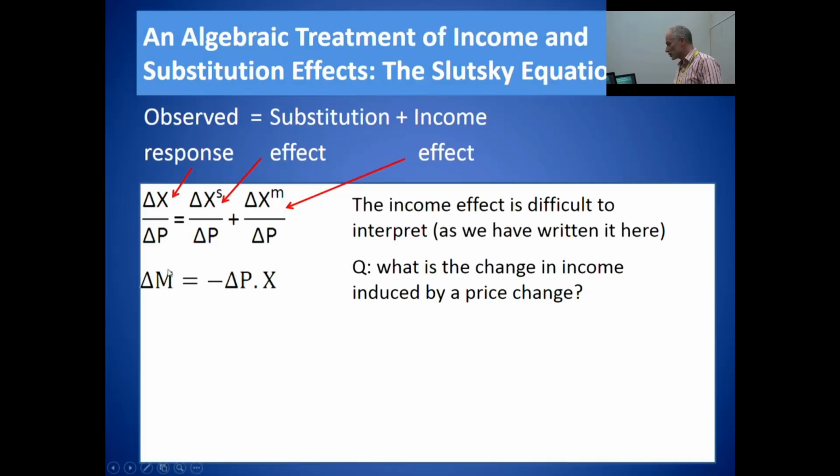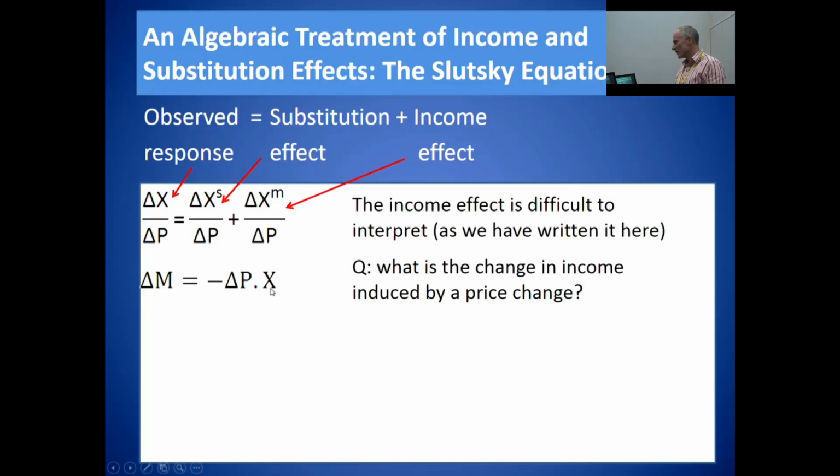That's effectively how much your income is being reduced by. And so, the change in income, delta M, using M to denote income, is X, the number of times you go to watch football, times delta P, the change in price. And I've also put the minus sign in front to denote the fact that as price goes up, your income effectively is reduced.